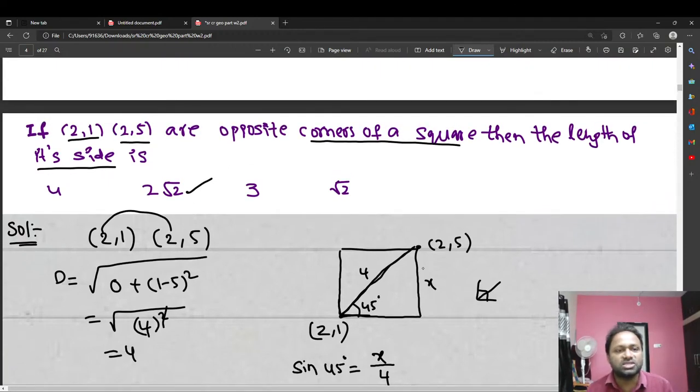Whenever these 2 points are opposite corners, okay. Opposite corners means we have to take like this. These two are in opposite corners. Okay. Right. Of course, you say these are opposite, if these are taken as opposite you will get the answer 4. But we need to take like this only. Right.